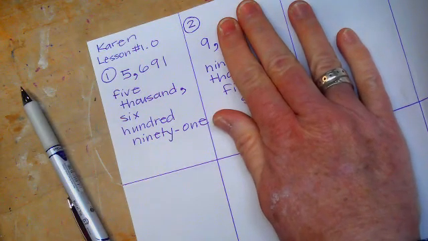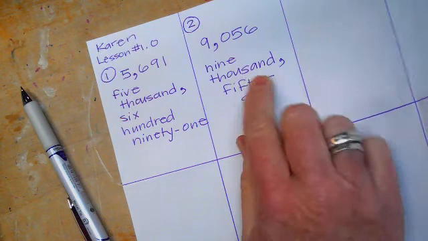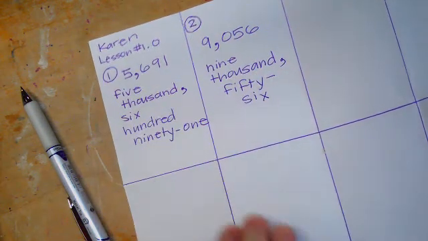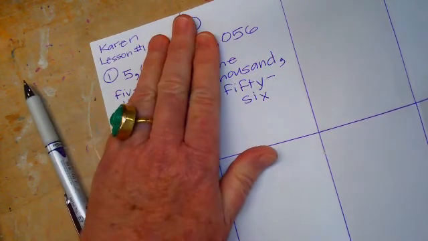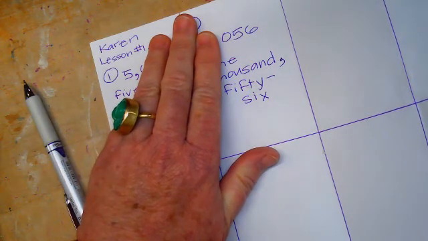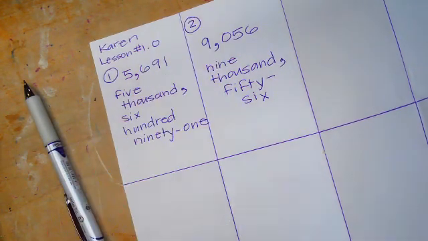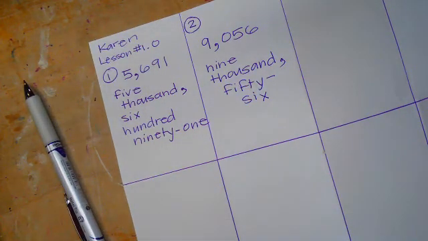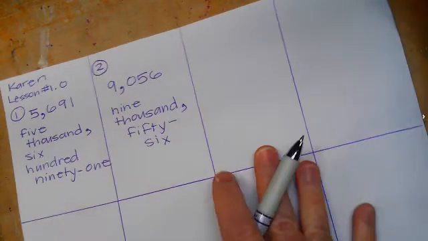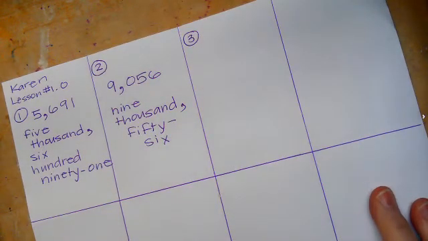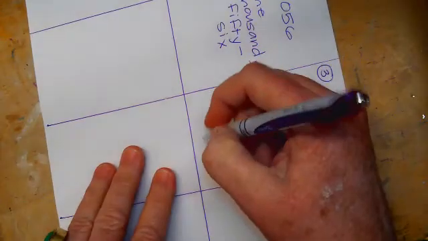So I'm looking at this number first, and I'm covering over this part. I say 9, N-I-N-E, but it's not worth 9, it's worth 9,000. And then I put the comma. If I cover over this part, I have a 0 there, so I have no hundreds, so I'm just going to say 56. And I go ahead and I write 56. Okay? All right. We're going to do number 3 together.